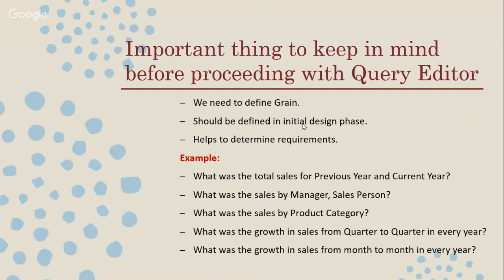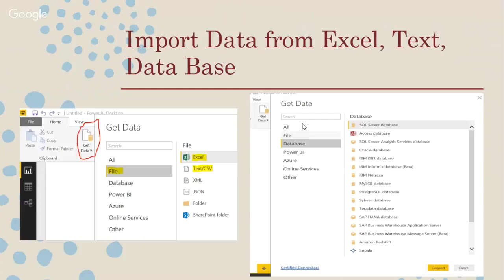We have to define the grain, because this is the most important thing before giving the solution. As per Ralph Kimball, the grain must be declared before choosing dimension or fact. So please keep in mind, don't forget about grains. So let's move to the next topic.